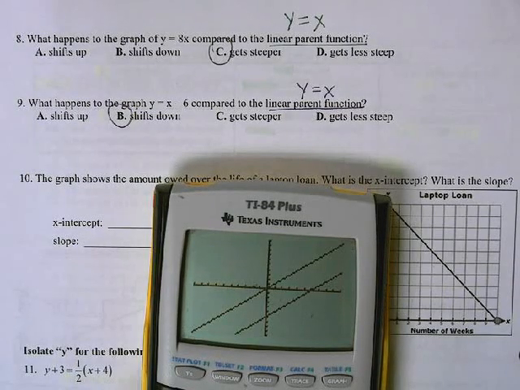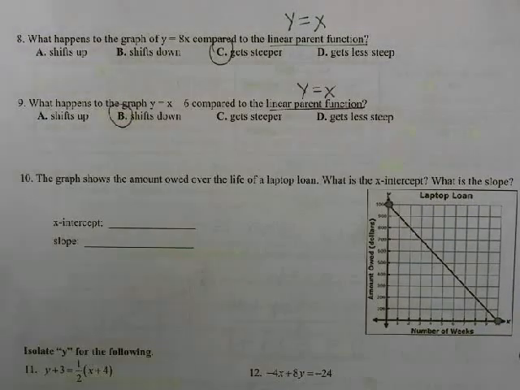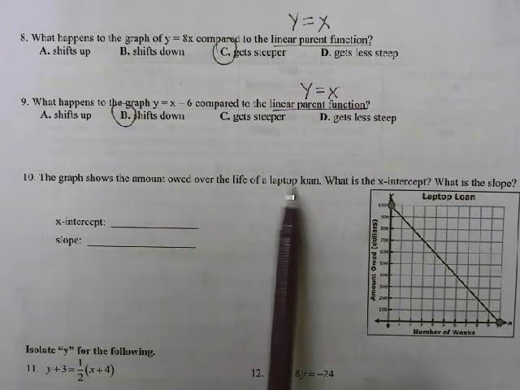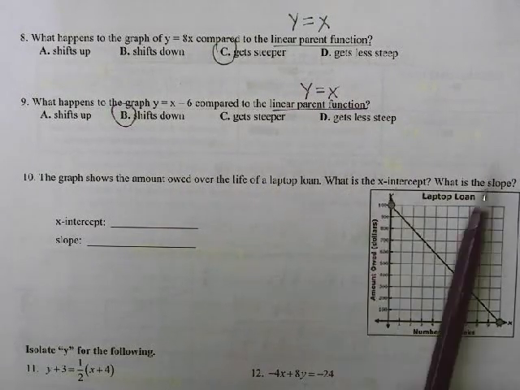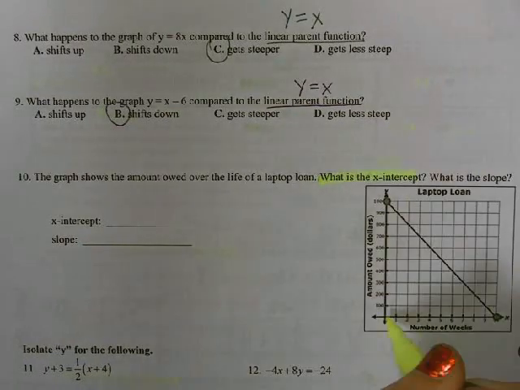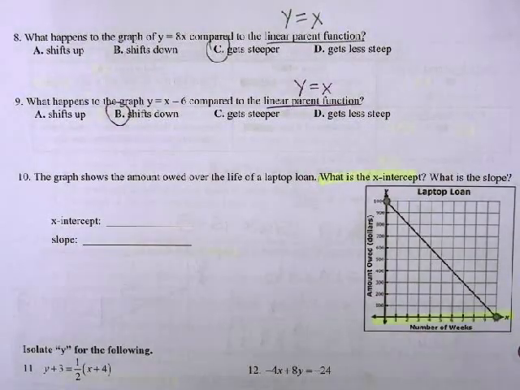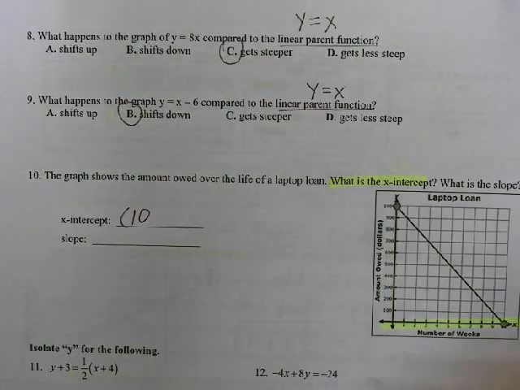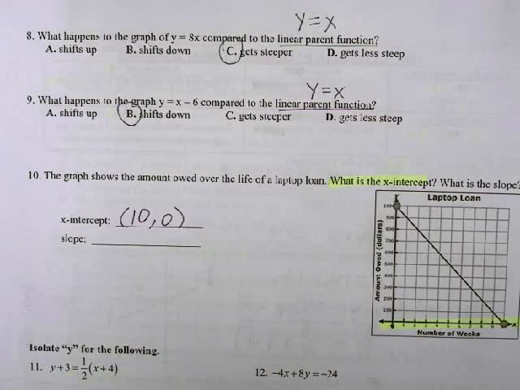So on these problems, make sure you use your calculator. Okay, number 10, it says the graph shows the amount owed over the life of a laptop loan. What is the x-intercept and what is the slope? Remember, x-intercept is where it crosses the x-axis. So where does it cross the x-axis? At 10. So remember, 10 goes in the x spot and 0 goes in the y spot.